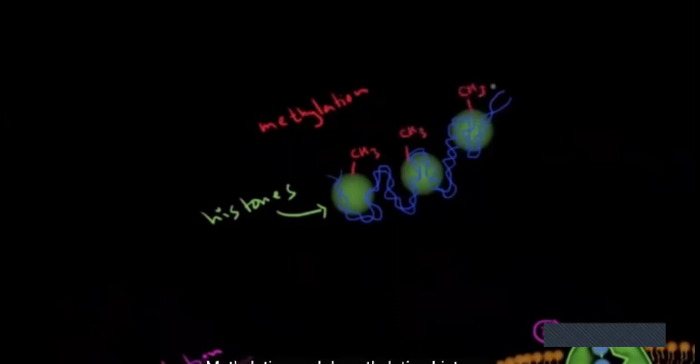And methylating and demethylating histones helps to turn certain genes on and off. And so here's another example of a protein modification that helps to regulate activity, but in this case we're regulating the activity of genes as opposed to proteins.